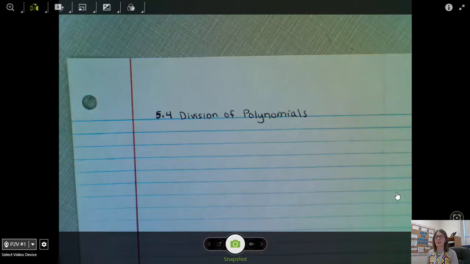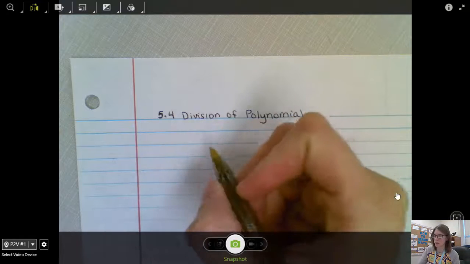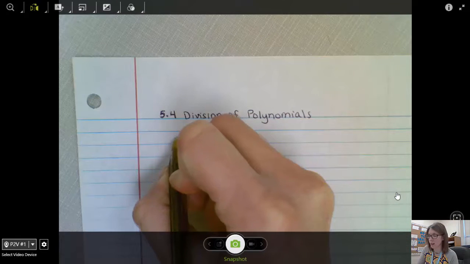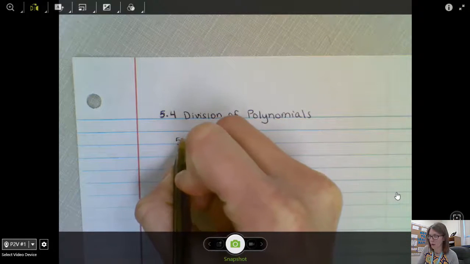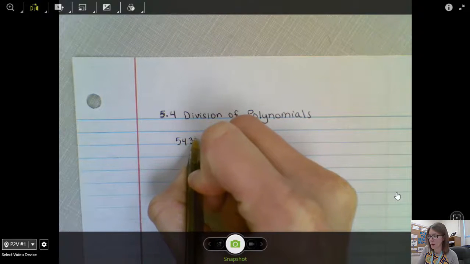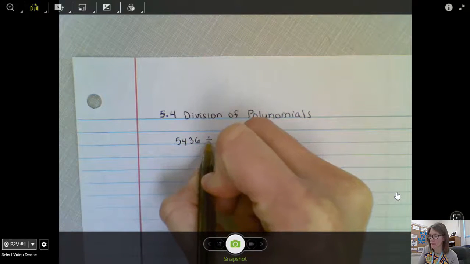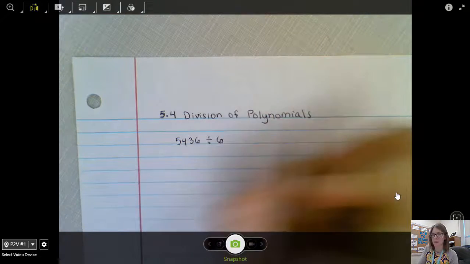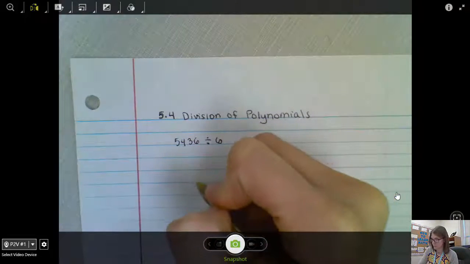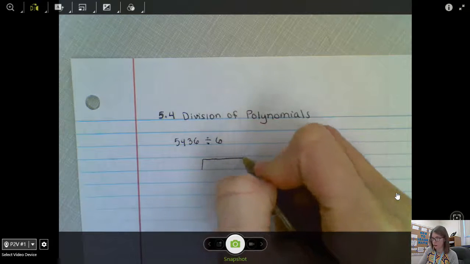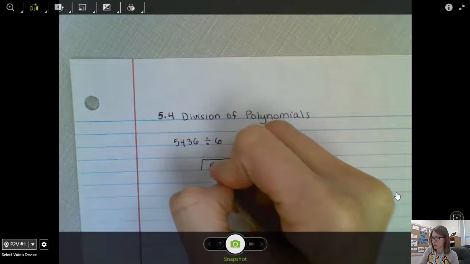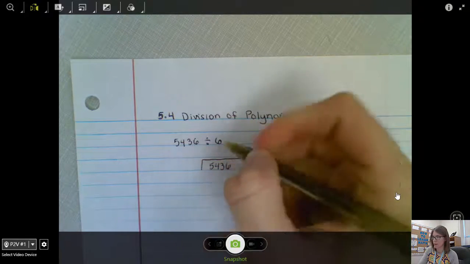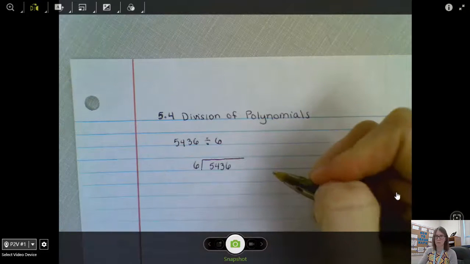And before we even start doing that with polynomials, let's do a refresher of long division with just two numbers. Because I know some of you maybe didn't learn this method. Maybe you learned a different method for long division. So if I have the problem 5,436 divided by 6, here's how I set it up. The 5,436 goes under our bar here. The 6 goes out front.